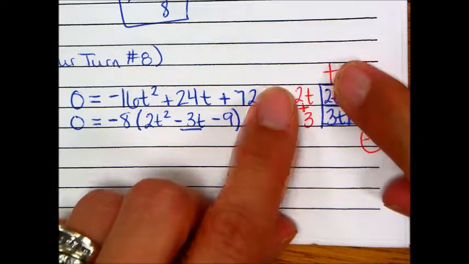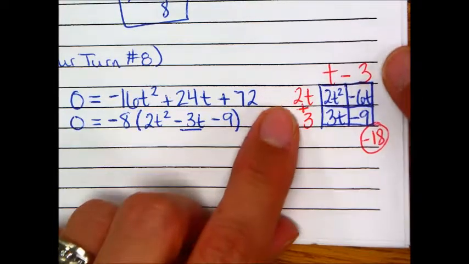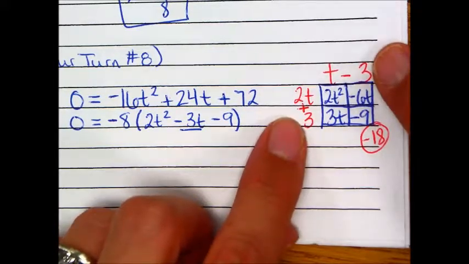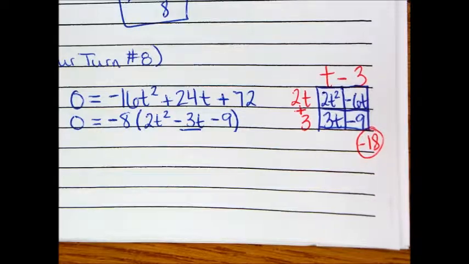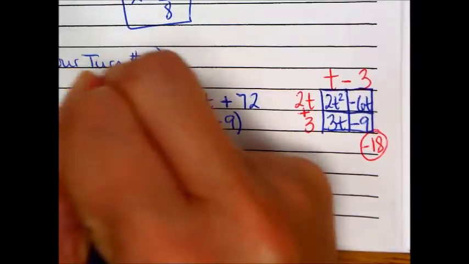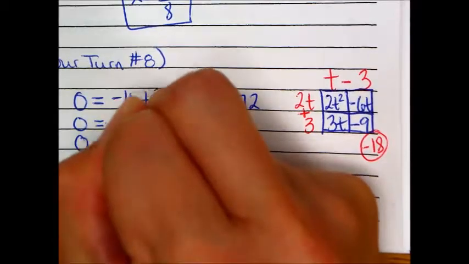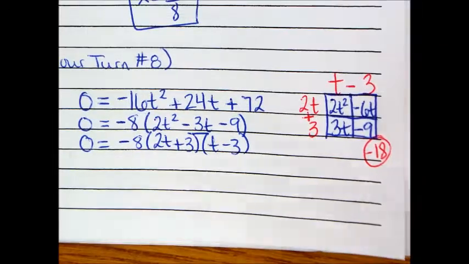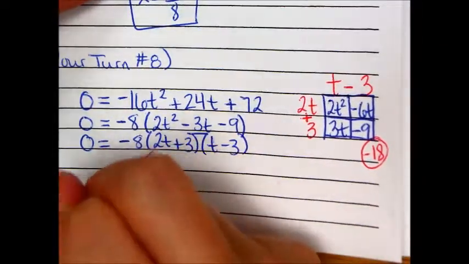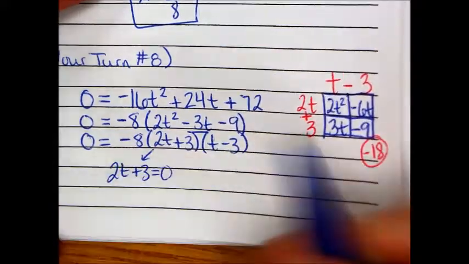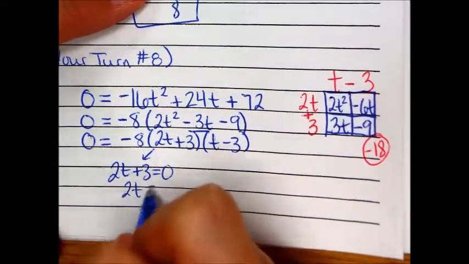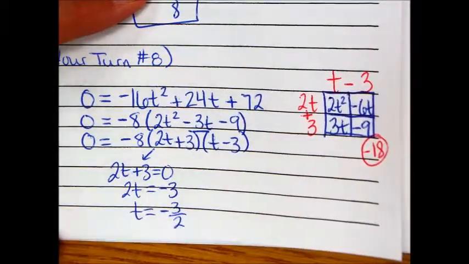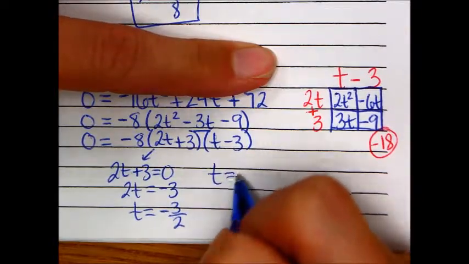Look, if you check it, 2t times t, or 2t squared. 2t times negative 3, negative 6t. 3 times t is 3t. 3 times negative 3 is negative 9. So our factors should be good. We have this right here. 0 equals negative 8 times 2t plus 3 times t minus 3. So the negative 8 is not going to be one of my answers. If I make 2t plus 3 equals 0, I'm going to get 2t equals negative 3. And if I divide by 2, I'm going to get negative 3 over 2. And for this one, I'm going to get t equals 3.